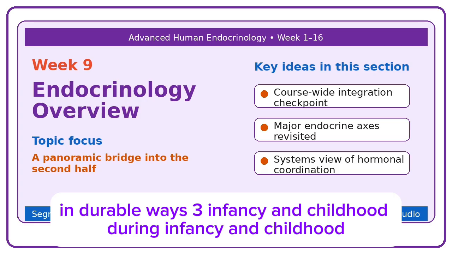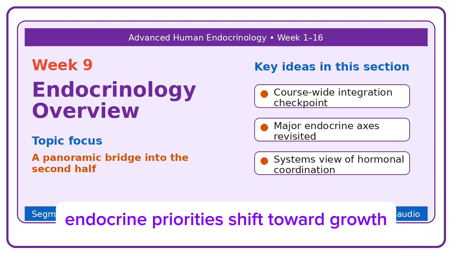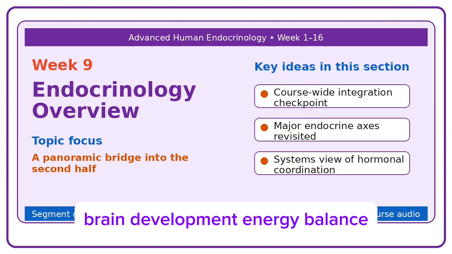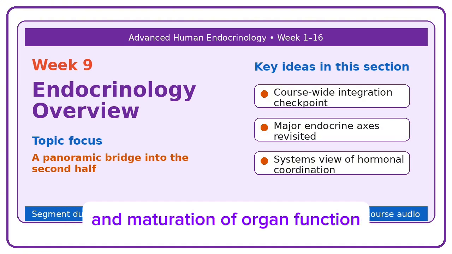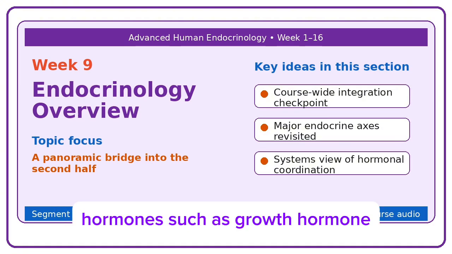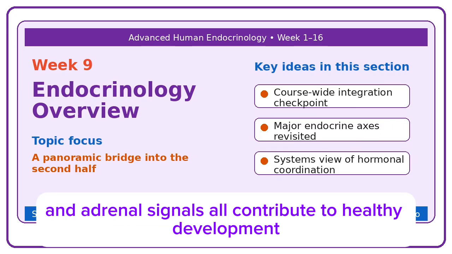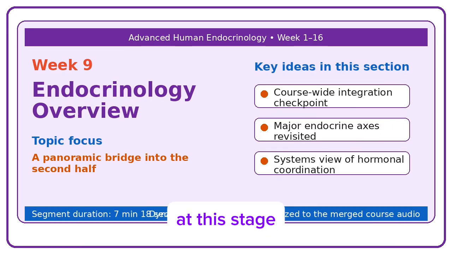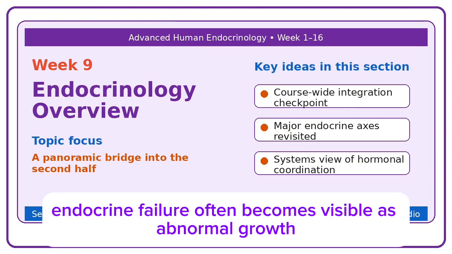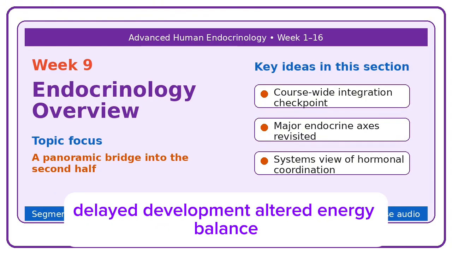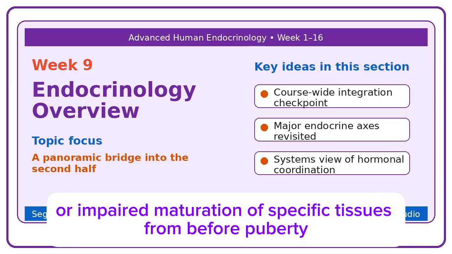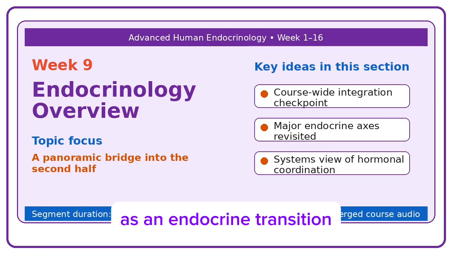3. Infancy and childhood. During infancy and childhood, endocrine priorities shift toward growth, brain development, energy balance, and maturation of organ function. Hormones such as growth hormone, thyroid hormone, insulin, and adrenal signals all contribute to healthy development. At this stage, endocrine failure often becomes visible as abnormal growth, delayed development, altered energy balance, or impaired maturation of specific tissues.